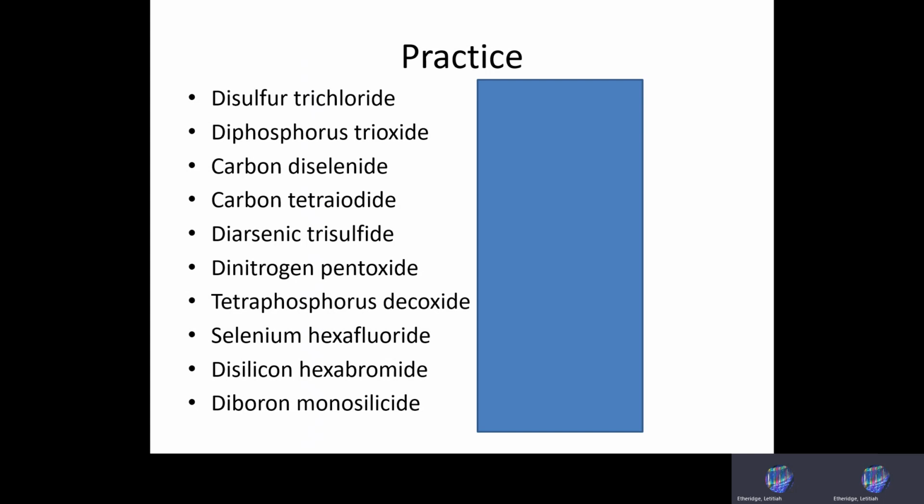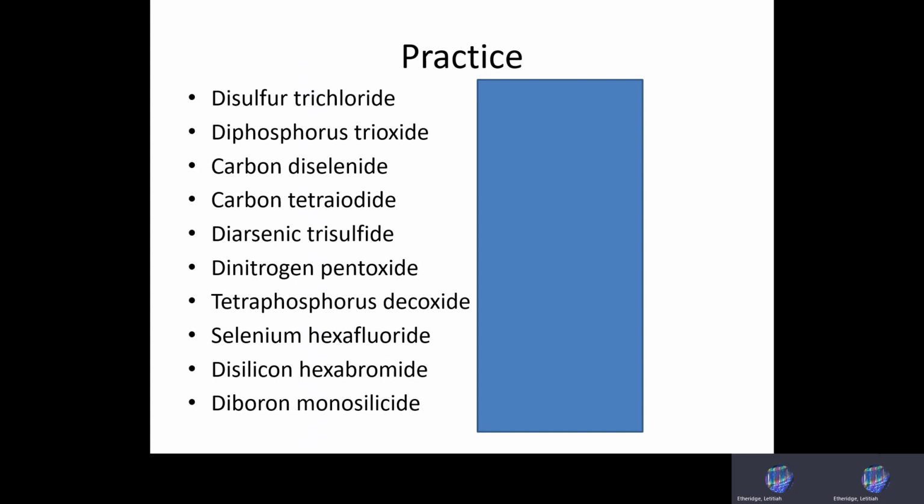The next one, disilicon hexabromide. Di indicates that there are 2 of them, so Si is going to be the symbol. Hexa says that we have 6 bromine. That is going to be Si2Br6.